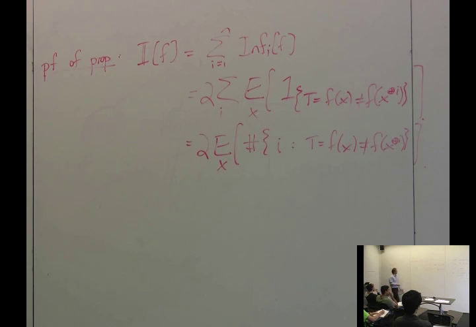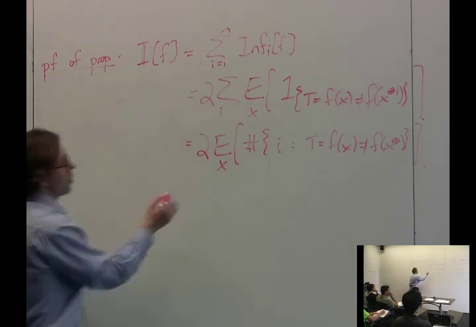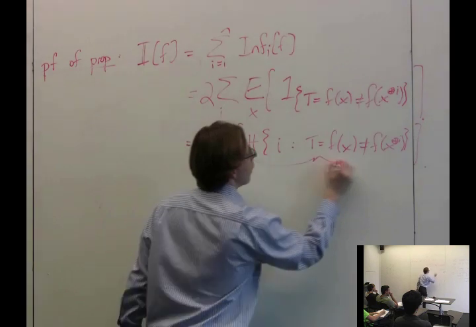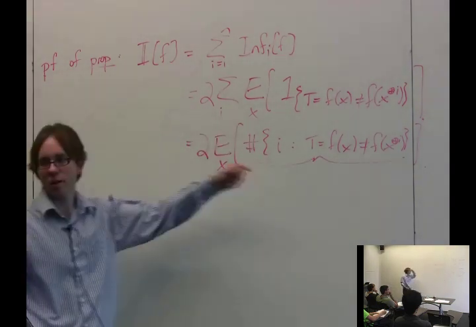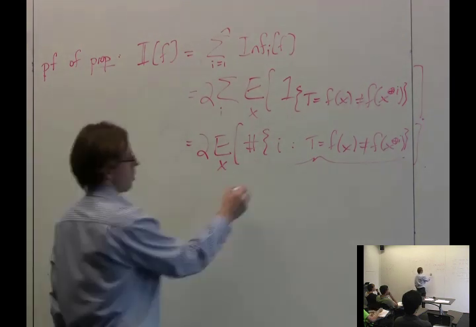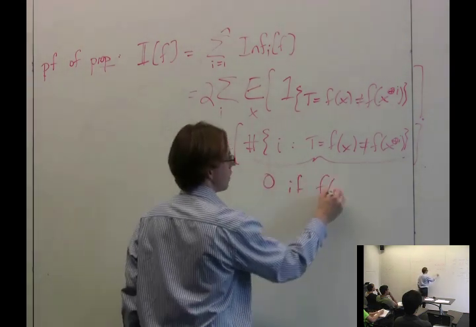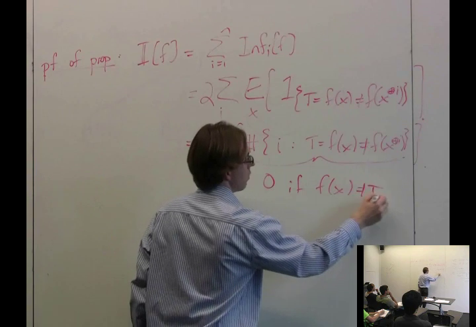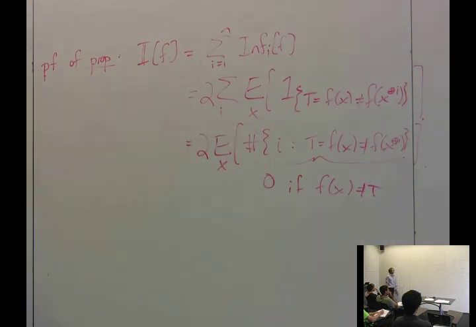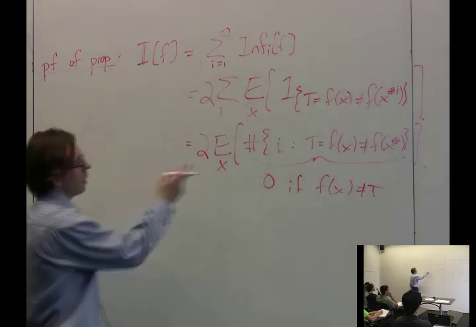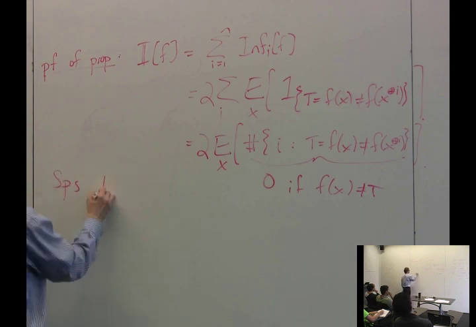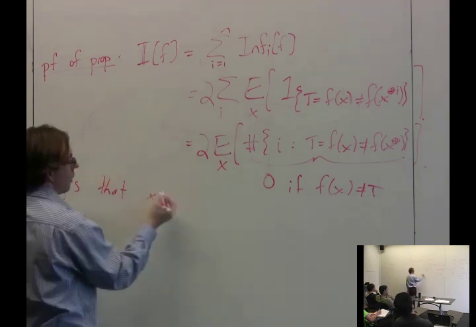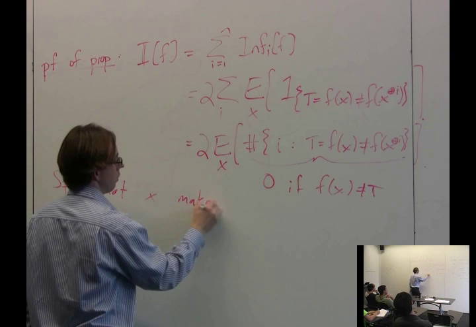Okay. So now let's just try to analyze this. So imagine you pick a random x, and now you're trying to count the coordinates for which this happens. Well, this is 0 if f(x) is not equal to true, because then this never happens. So it suffices to bound this in the case that it is true. So suppose then that x makes f true.